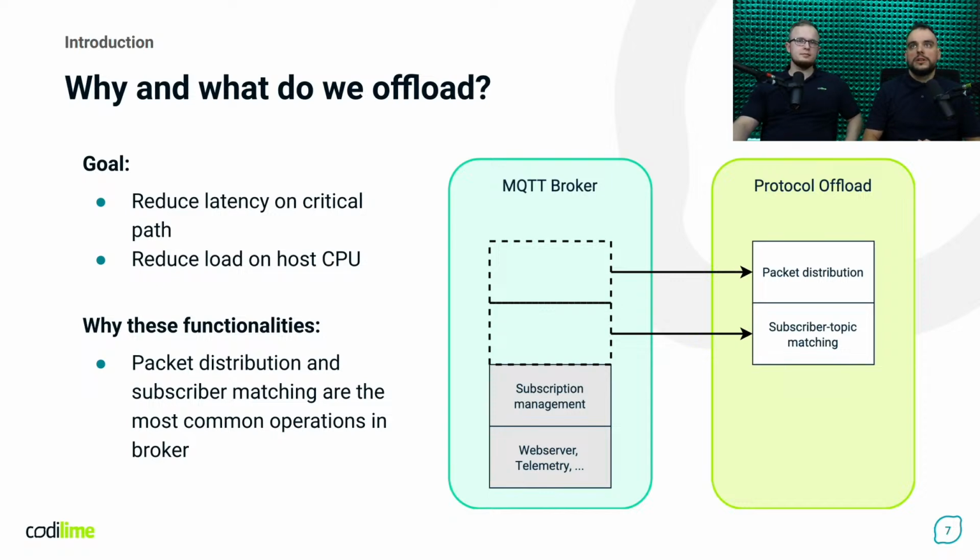So we took a look at the MQTT broker, at the functions that it provides, and decided that there are two most common and most heavy operations, meaning the packet distribution and the matching of subscribers to the topic. So we want to move those two functions from the broker to our protocol offload, and in this way accelerate this protocol. However, we didn't want to move all the other fun stuff related to broker that the broker does, like subscription management, the web servers, telemetry, all the things around the actual processing of the published packets.